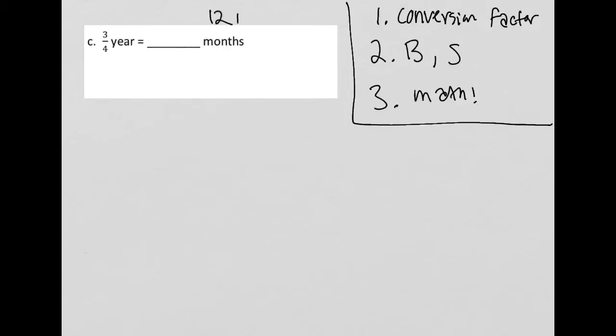I know that there are 12 months in 1 year. That's my conversion factor that I know right off the bat. There are 12 months in 1 year. When I'm looking at years and months, I know that years are much bigger than months. And so when I'm going from a big unit to a small unit, I'm going to multiply because there's going to be more months in 1 year. So I'm multiplying when I'm going from big to small.